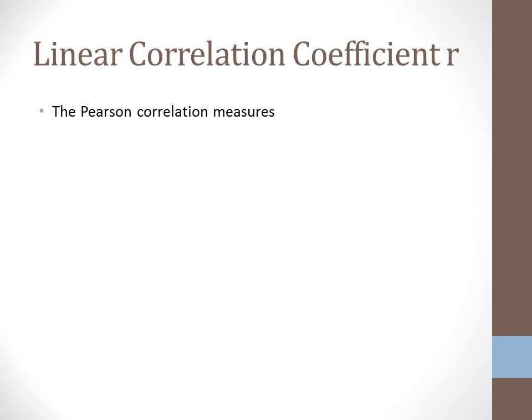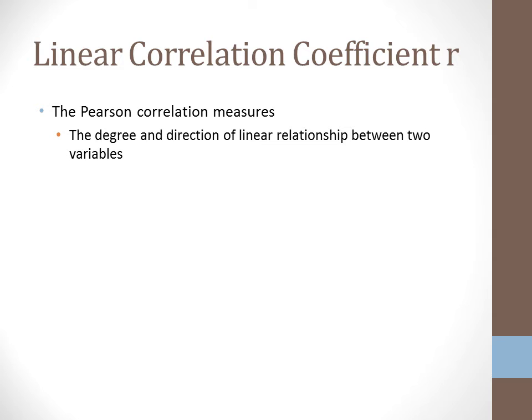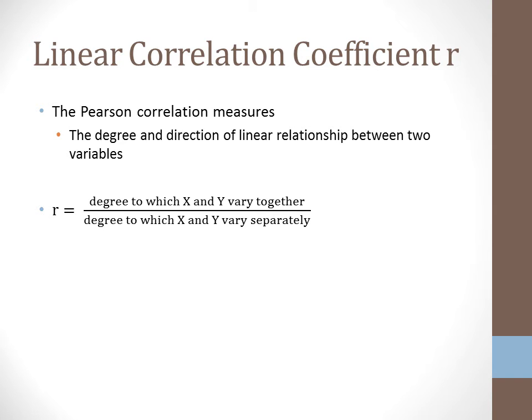The correlation coefficient measures the degree and the direction of the linear relationship between two variables. Another way to think about it is that R measures the degree to which the X and Y variables vary together divided by the degree to which X and Y vary separately. This should be very similar to other test statistics that we've done, where we looked at differences between the groups divided by error. Very similar thing.